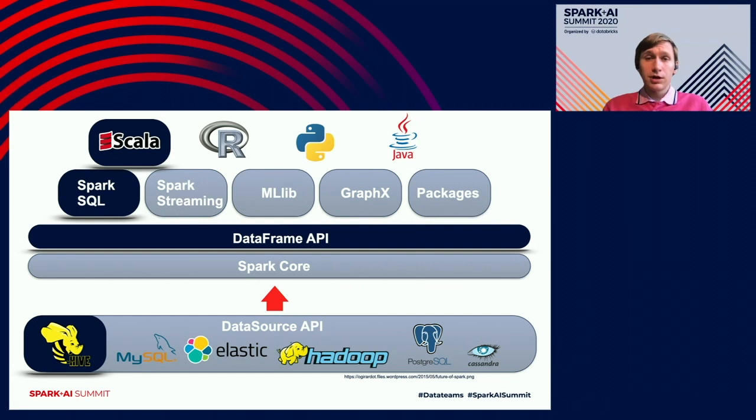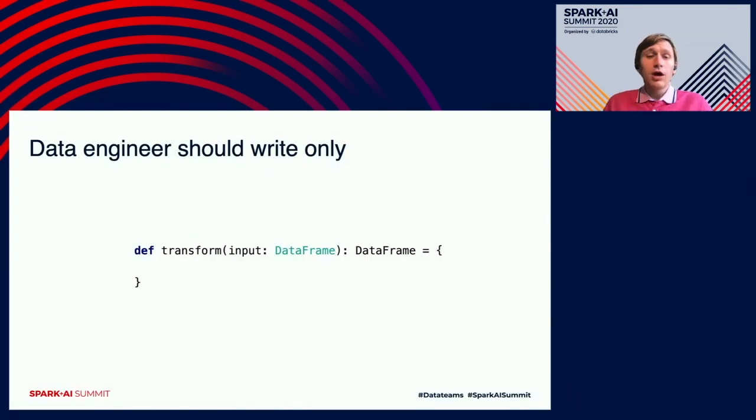So when we think about what data engineers should actually do on a day-to-day basis, you would see that data engineers should implement simple transformation code. It should get some DataFrame as input and do all necessary transformations according to business logic to produce an output, and that should be all that's really required from a data engineer in terms of building the pipeline.